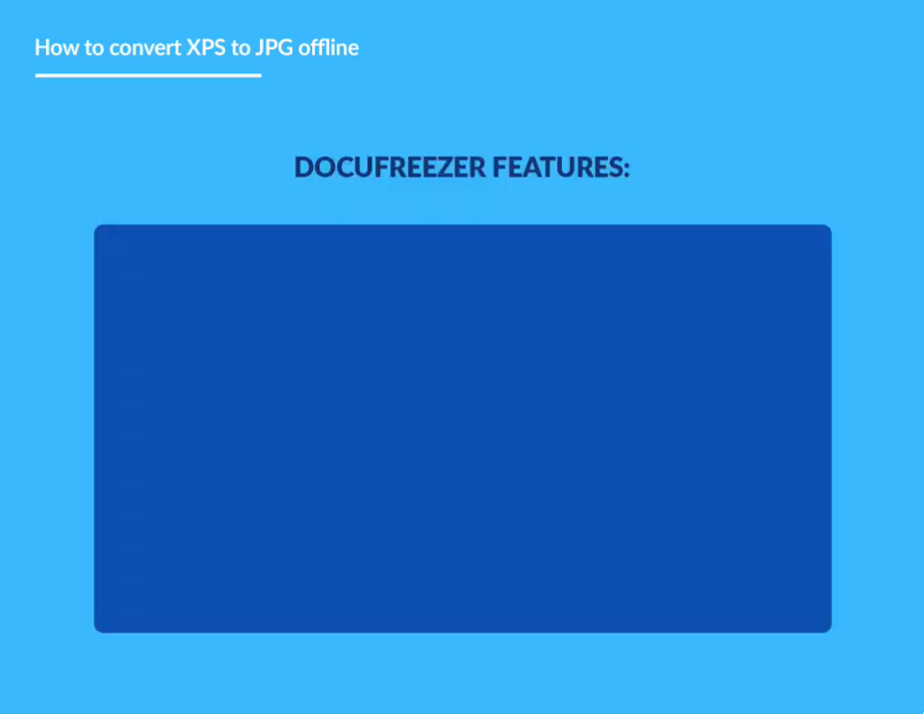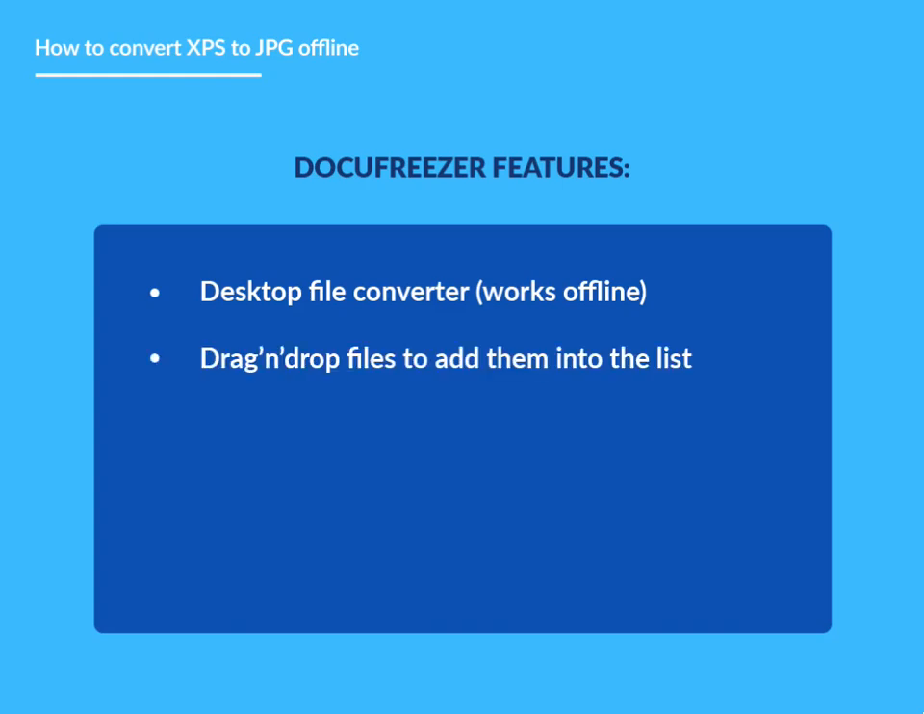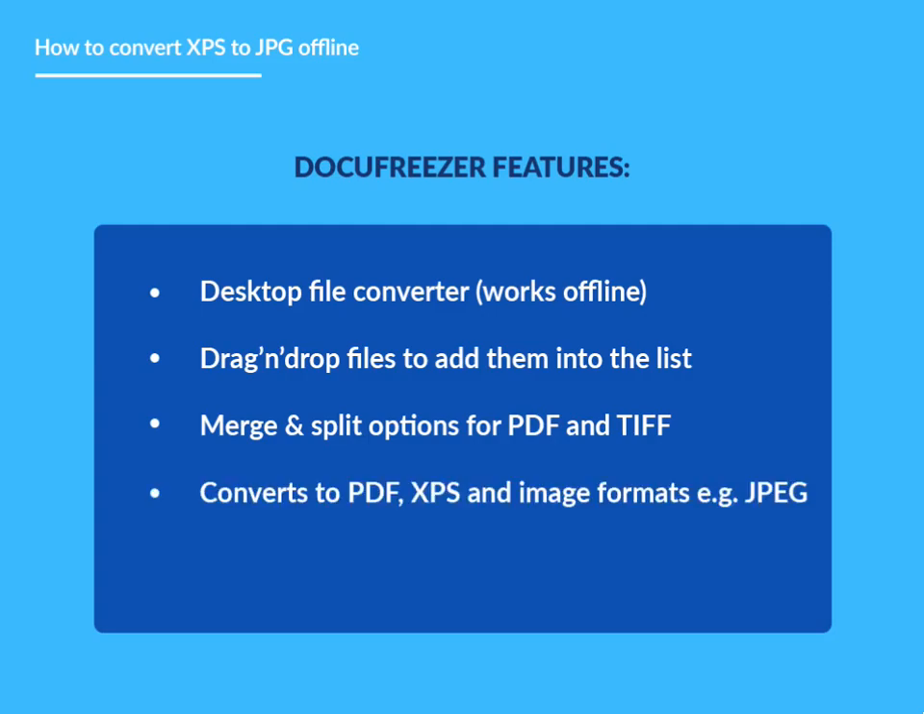DocuFreezer features. Desktop file converter, works offline. Simply drag and drop files to add them to the list. Merge and split options for PDF and TIFF. Converts to PDF, XPS and image formats, for example JPEG. Converts multiple files at once.